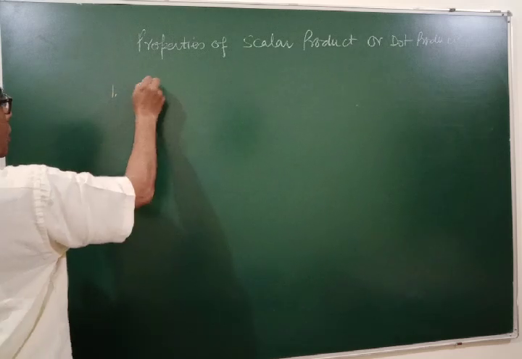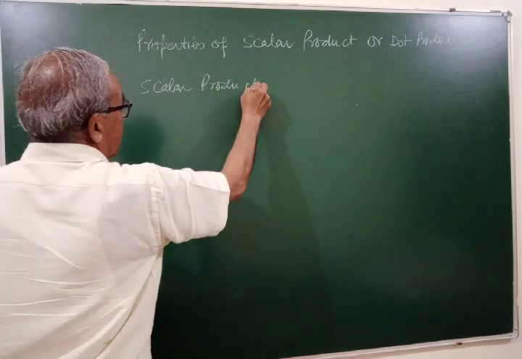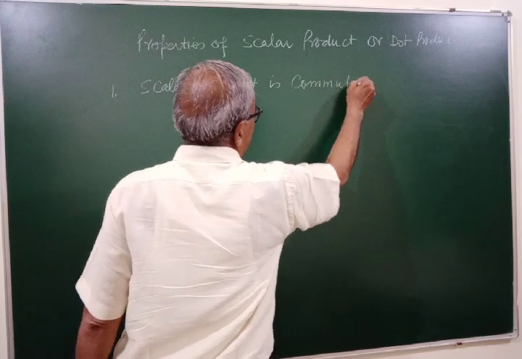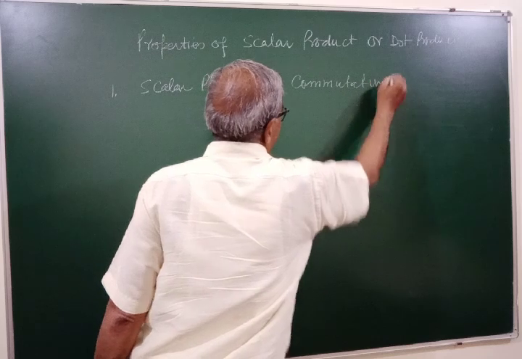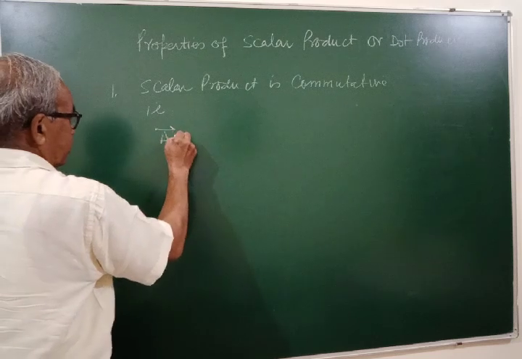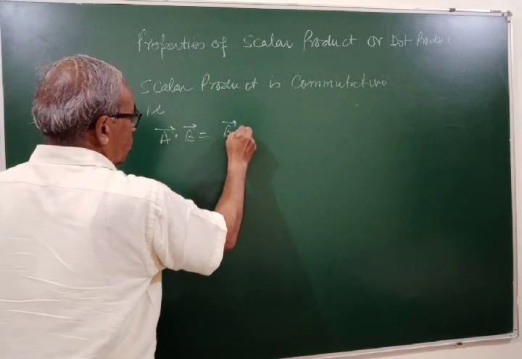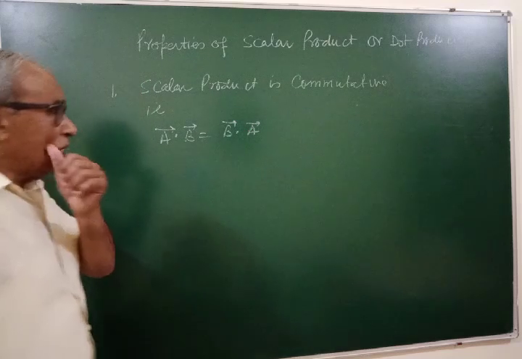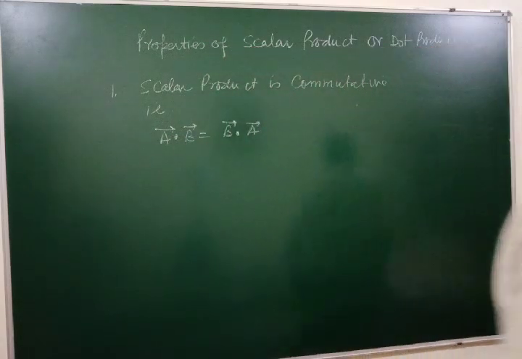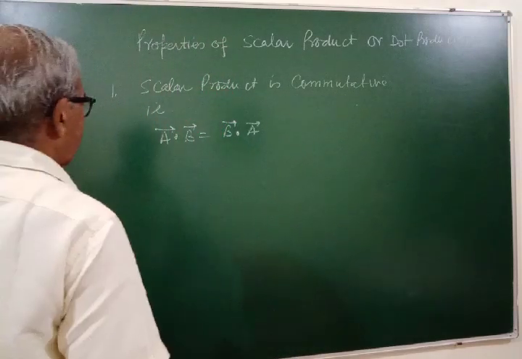Number one, scalar product is commutative. That is, vector A dot B is equal to vector B dot A. Because it is scalar, the scalar product of two vectors is again commutative. Simply we have to remember.